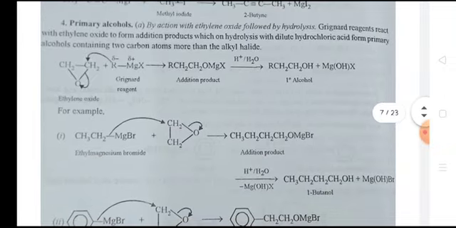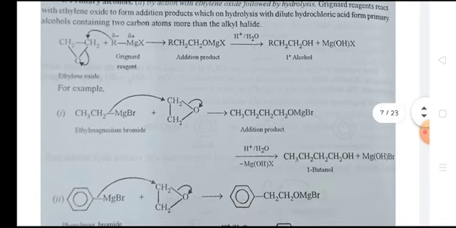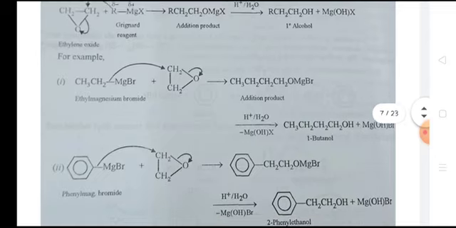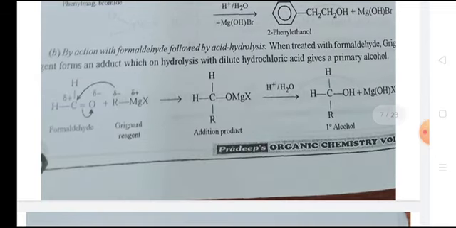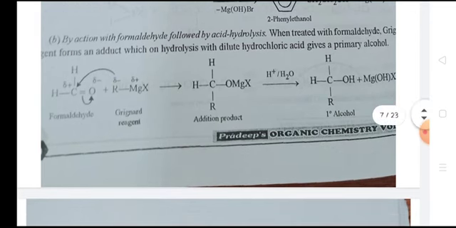Fourth, primary alcohols by action with ethylene oxide followed by hydrolysis. Grignard reagents react with ethylene oxide to form addition products which on hydrolysis with dilute hydrochloric acid form primary alcohols containing two carbon atoms more than the alkyl halide. B. By action with formaldehyde followed by acidic hydrolysis. When treated with formaldehyde, Grignard reagent forms an adduct which on hydrolysis with dilute hydrochloric acid gives a primary alcohol.